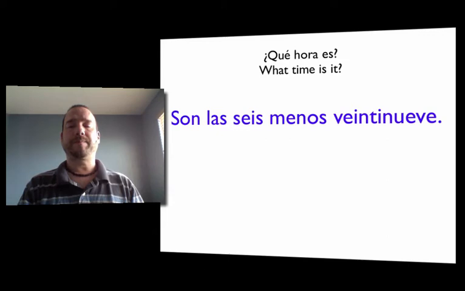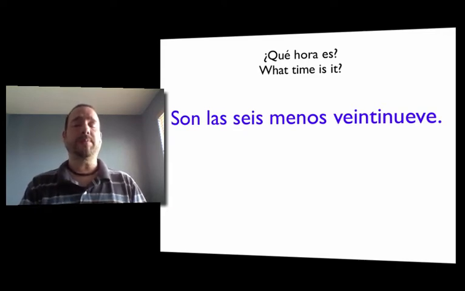Son las 6:29. Do you know what 29 means? Remember, 9 means 9. And can you see 20 in this one? Spelled a little different, but that's our 20. So 20 plus 9 is 29. So it's 6 minus 29 minutes.